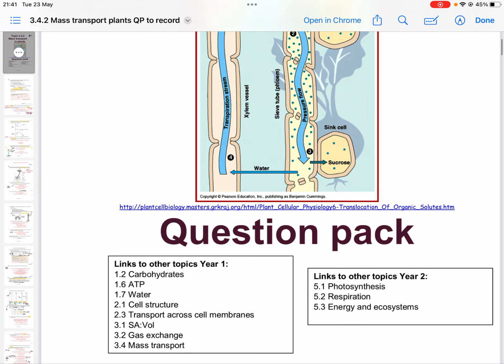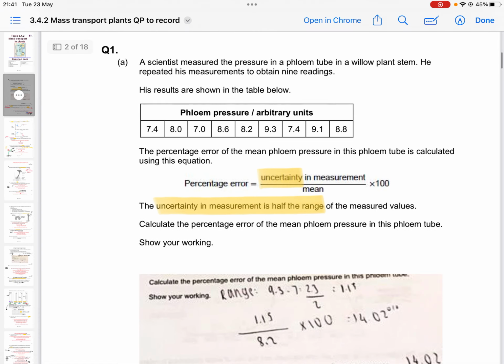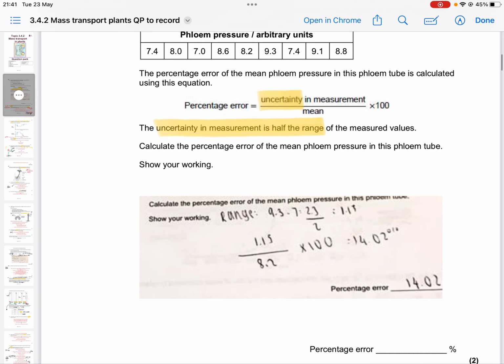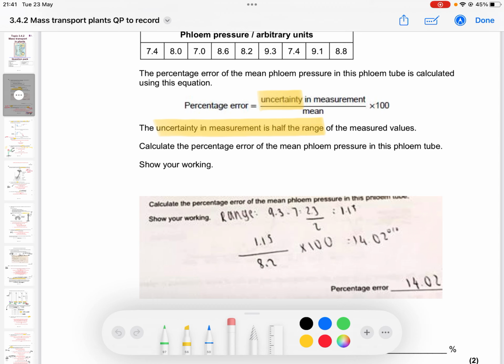So let's get started. We've got question number 1, and here you were asked to work out the percentage error. The equation was given: uncertainty in given measurements divided by mean, multiplied by 100. However, extra follow-up information says that uncertainty in measurement is half of the range. So to work out the percentage error, we first needed to work out the range. The numbers we have taken are 9.3 take away 7. And it says half of the range, so we're dividing that by 2.